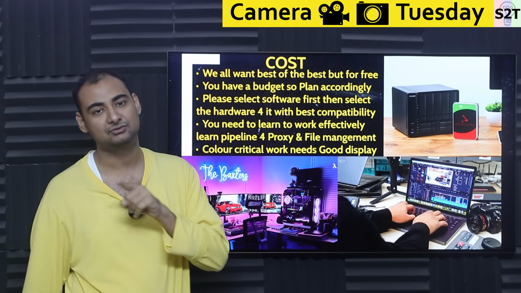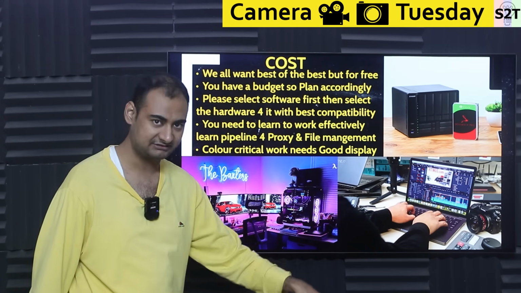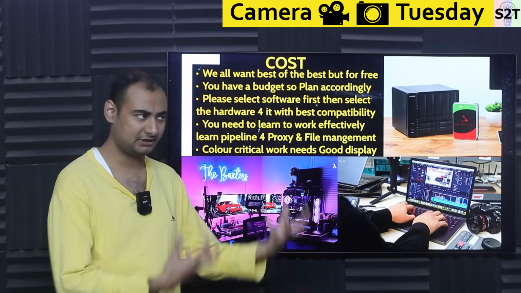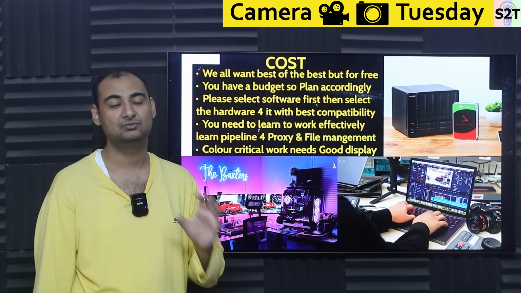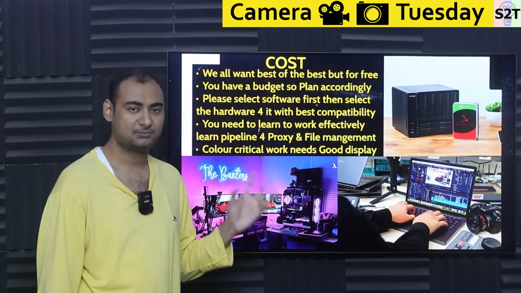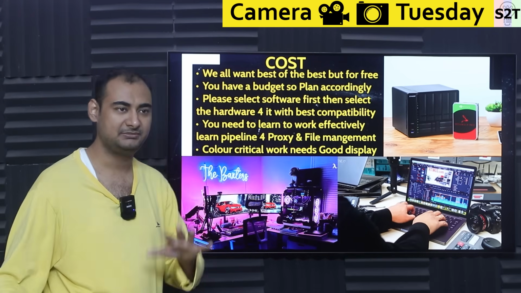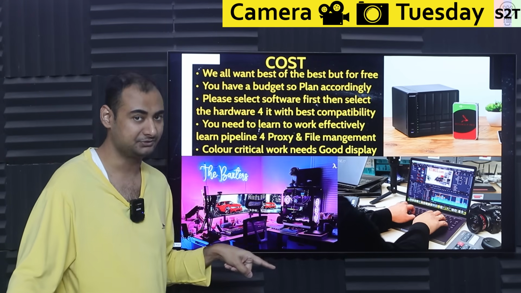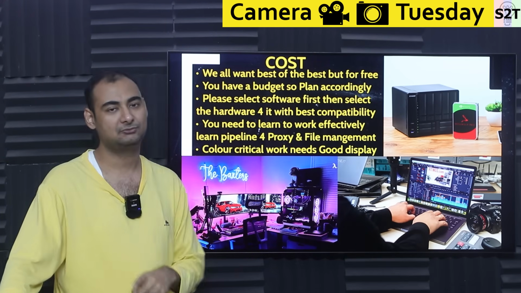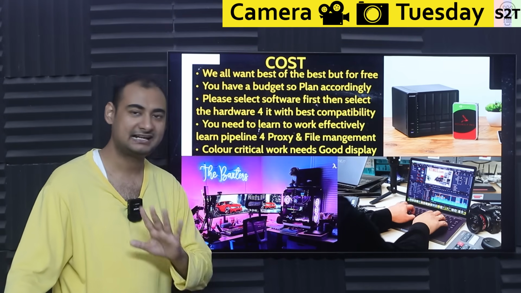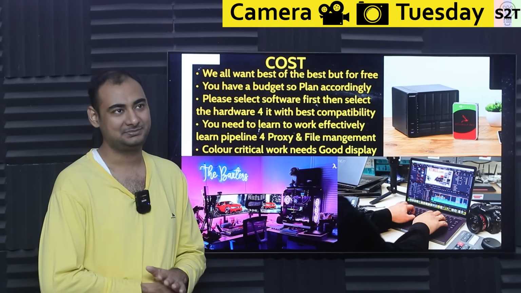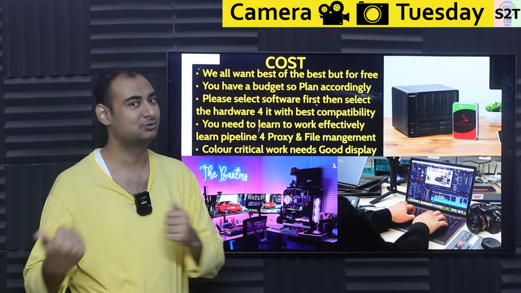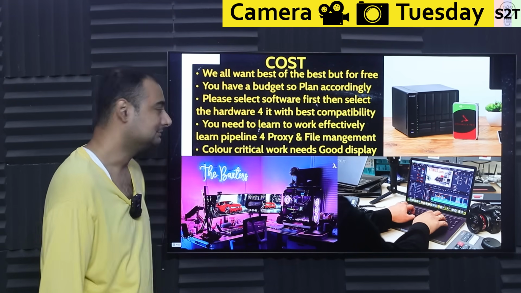And you have to learn how to work effectively, aka learn proxy files, rather than just thinking, what if I buy the highest and latest and greatest? No, don't waste time on that. Learn how to work effectively. Pipelines, proxy files, file management, all of that will make your life much better than a high-end computer. And color critical work does require a good display. Let that be very clear. That part you cannot cheap out on. You cannot cheap out on a sloppy display, so to say. Sloppy display, sloppy output. So that's how cost is supposed to be worked.